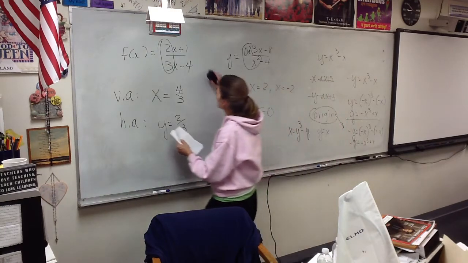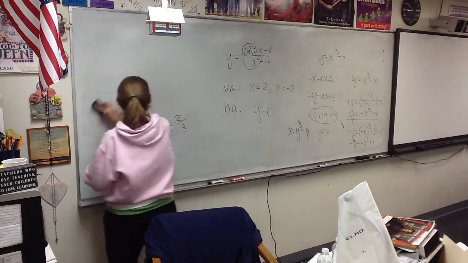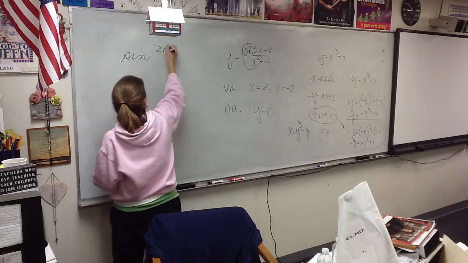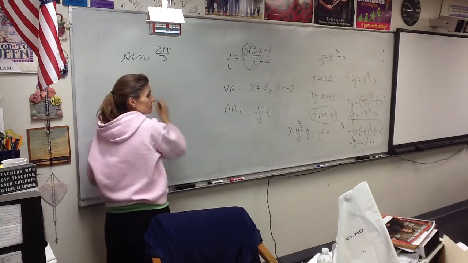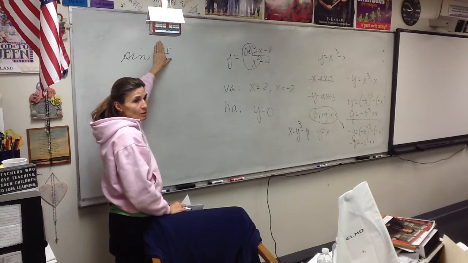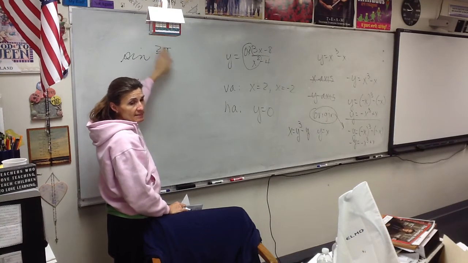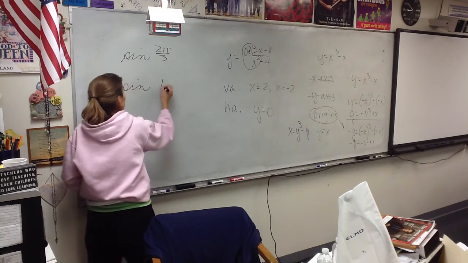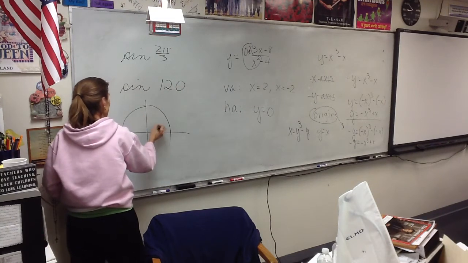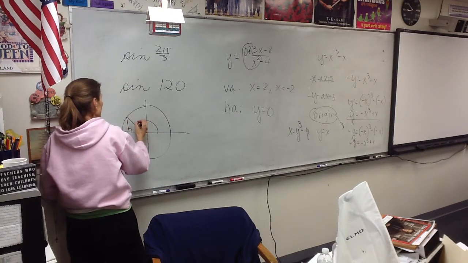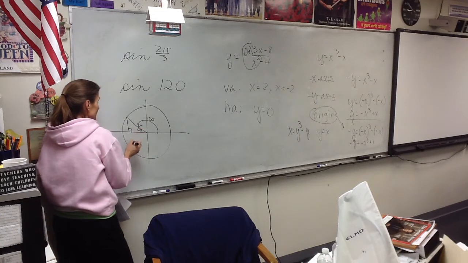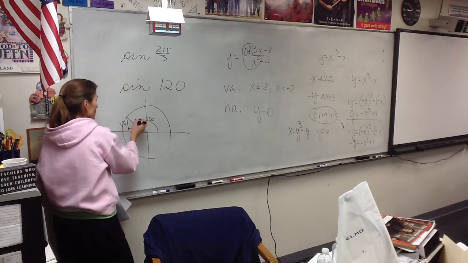Find the exact value of the sine of 2 pi over 3. Oh my gosh, we better be able to do this. Okay, pi is 180 divided by 3 is 60 times 2 is 120. I'm finding the sine of 120. So I'm going to draw myself 120 degrees. How big is my reference angle? 60. So this is root 3, this is 1, this is 2.